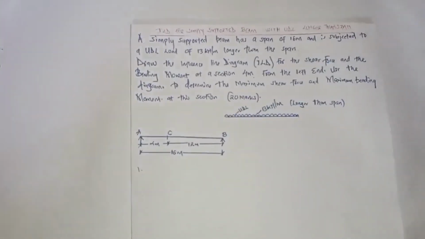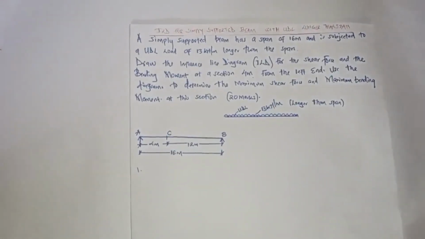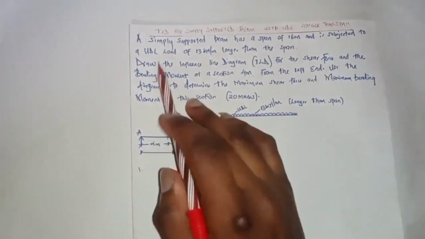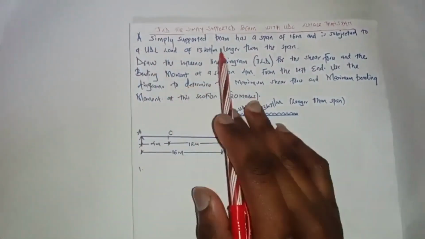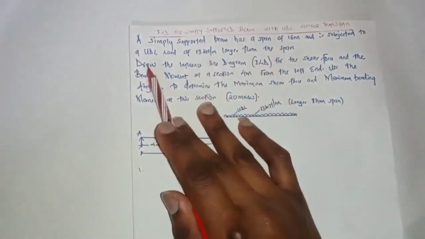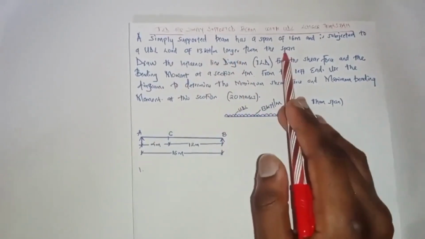Today I'm going to take you through the influence line diagram, or the ILD, for a simply supported beam with a UDL longer than the span. A simply supported beam has a span of 16 meters and is subjected to a UDL of 13 kilonewtons per meter, longer than the span.